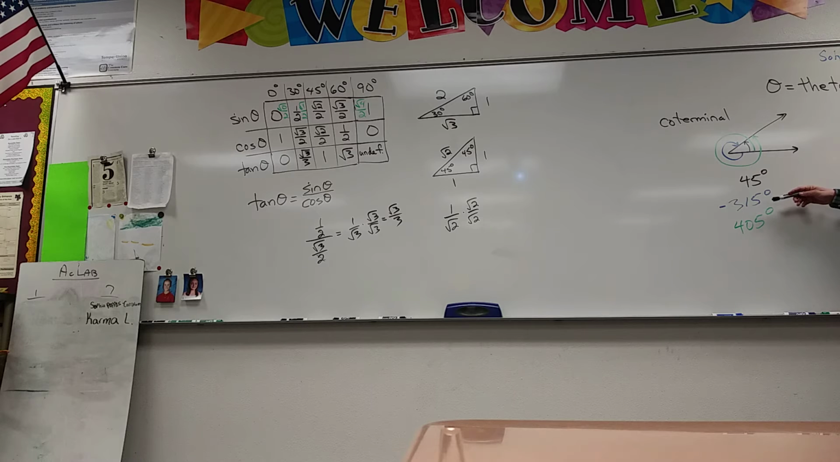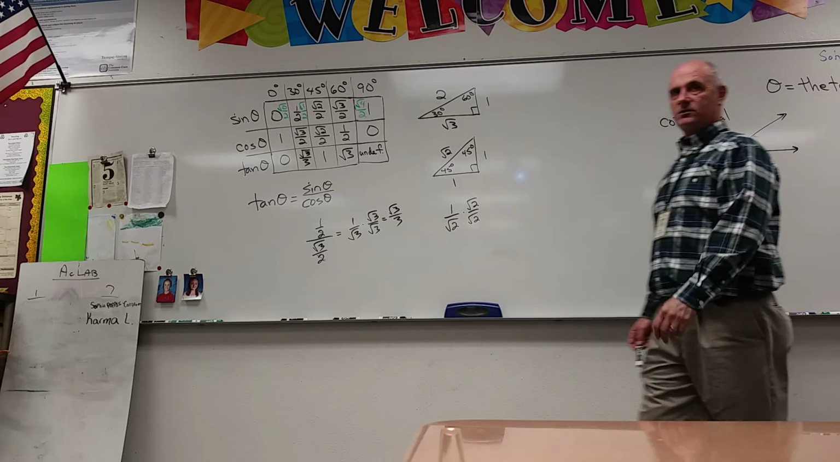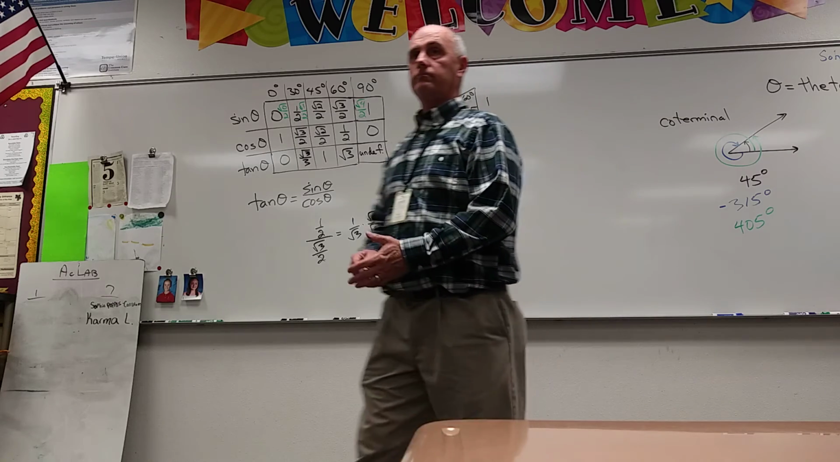What's the difference numerically between the blue angle and the green angle? 720, which happens to be 2 revolutions. So we could add 360 and add 360 and add 360 and add 360 and add 360, etc.